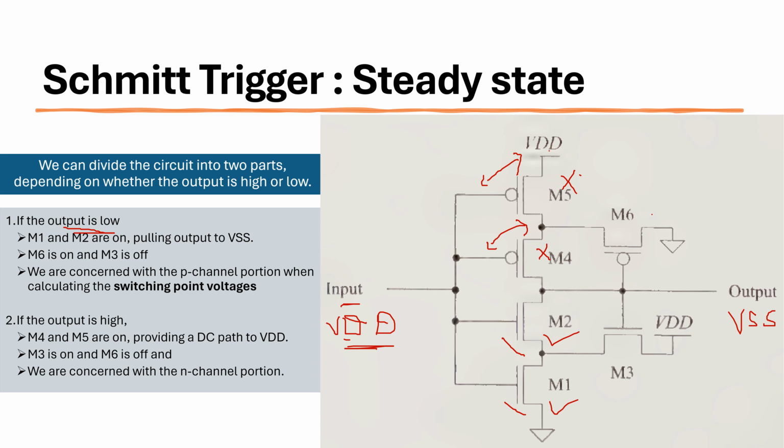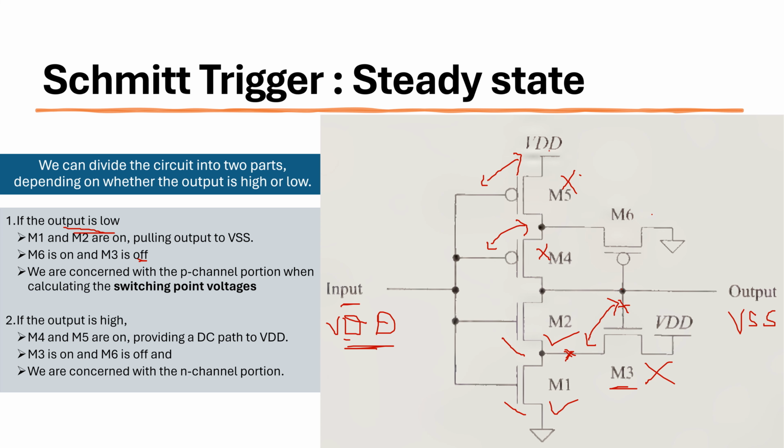Then let's look at what is happening to M3 and M6. Let's start with M3 first. This gate is at VSS and this source is at VSS. So VG minus VS, VSS minus VSS, is 0, which is lesser than VTH. So naturally this is off.